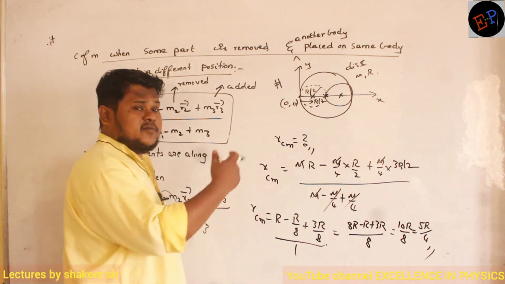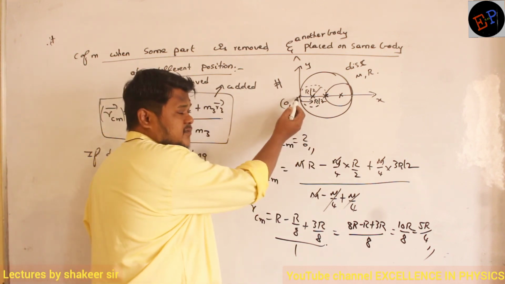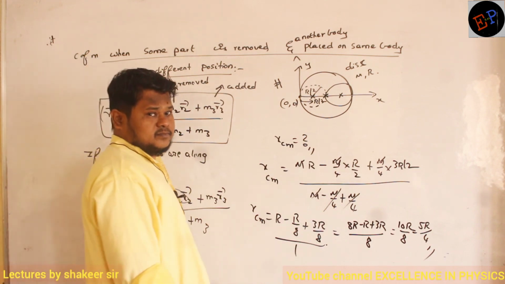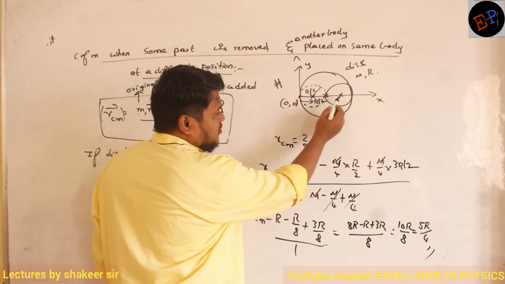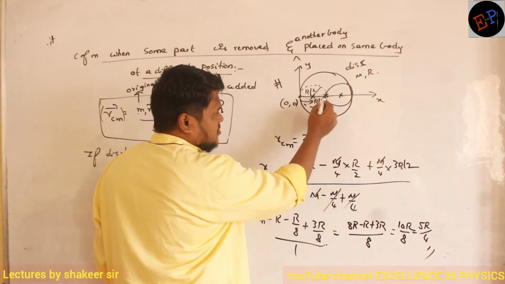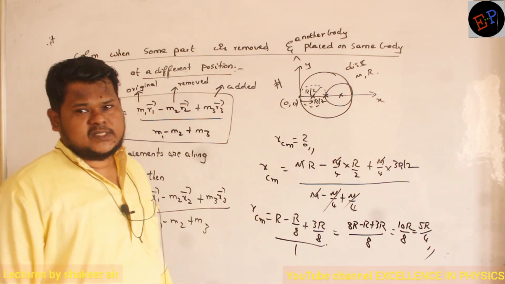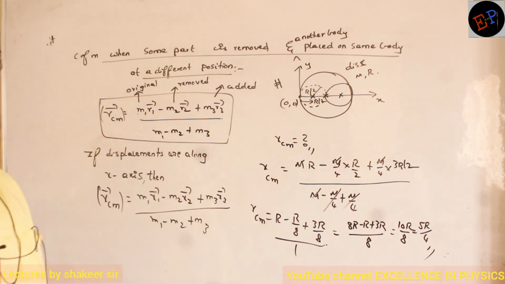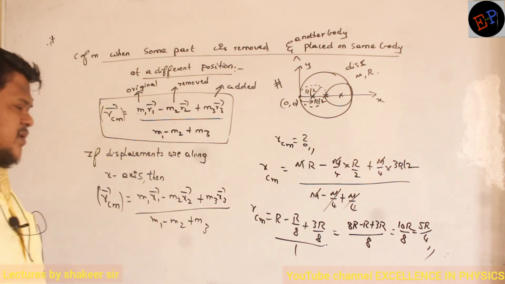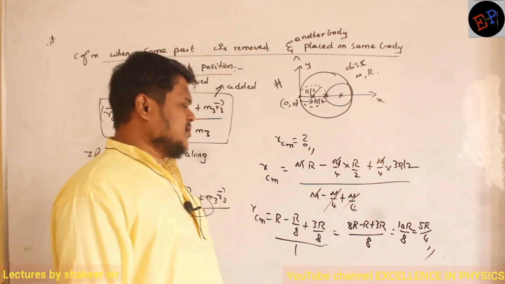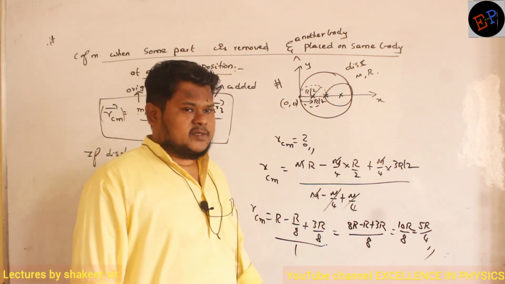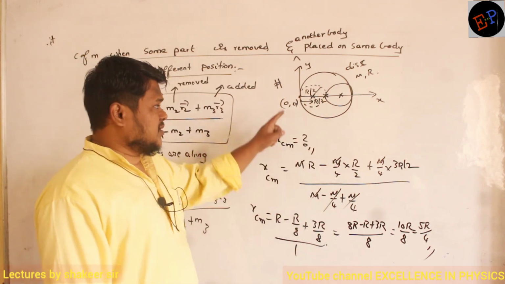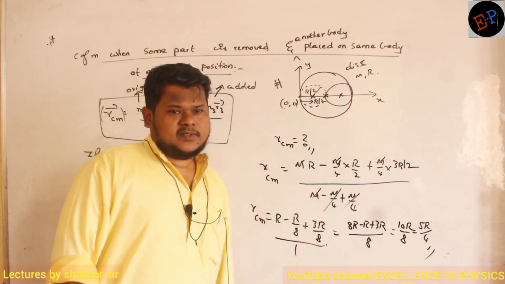5R by 4 from where? From this reference. From the center? 5R by 4 minus R, then you will get the center of mass from the center. Understood? Like this you can do the calculation. So 5R by 4 minus R is R by 4. If you take from the center, then it is R by 4. Are you able to understand? But from here if you take the reference, it is 5R by 4.